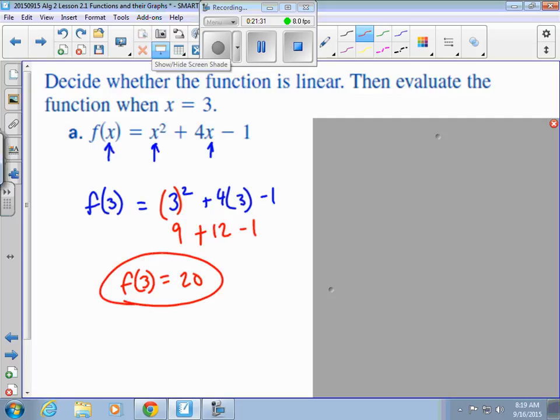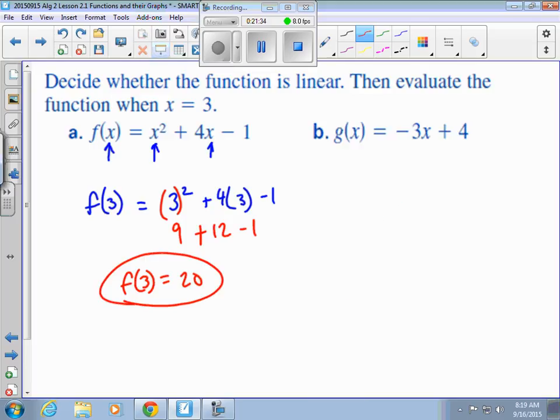Do the same thing for this next one. Determine if it's linear, and then evaluate it when x equals 3. Again, you don't read this as gx, you read it as g of x.